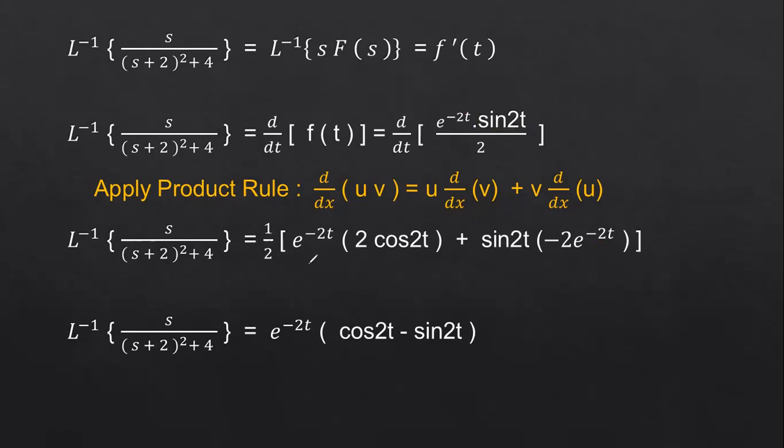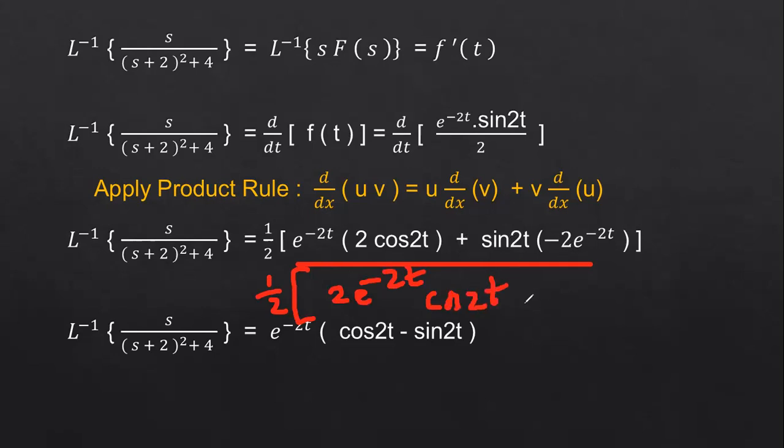Okay, right. So if you simplify this, what will you get finally? 1 by 2 into, this is 2, e power minus 2t cos 2t. Okay, so in this, if you simplify, plus into minus 2 sine 2t, e power minus 2t into sine 2t.